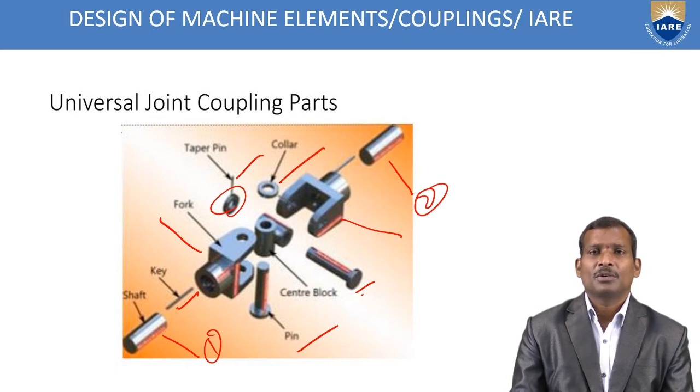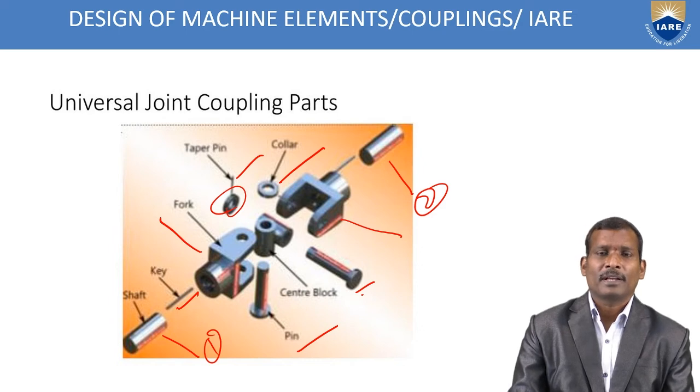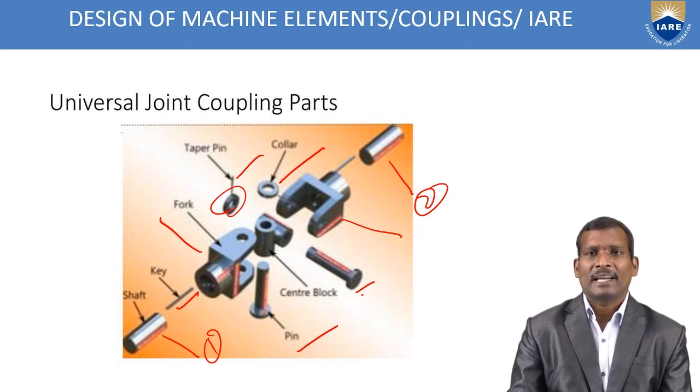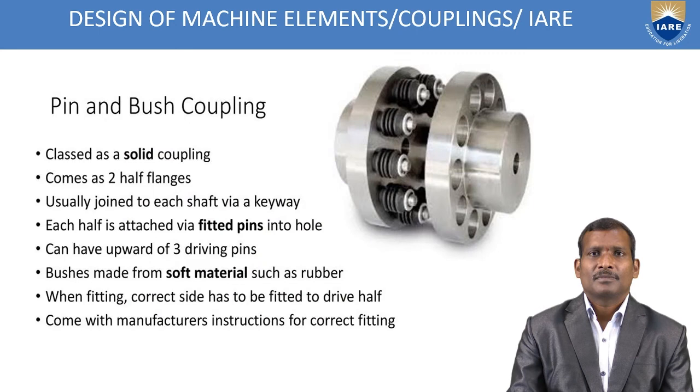It gives universal coupling. The axes are perpendicular here, so there is no need for the axes to be axial. It allows misalignments. For any misalignment, you can take one coaxial rod and join it with the perpendicular axis shaft. So next one is the pin and bush coupling.